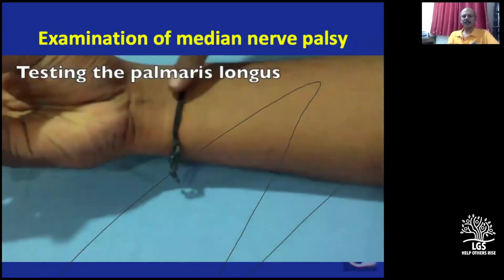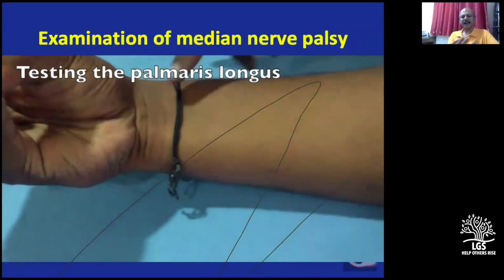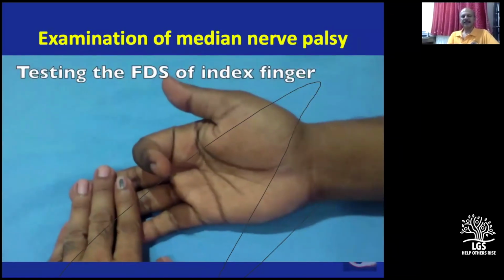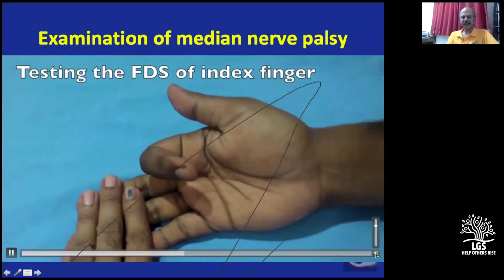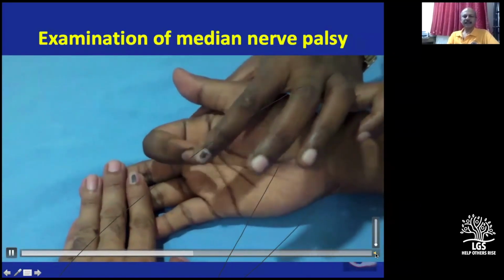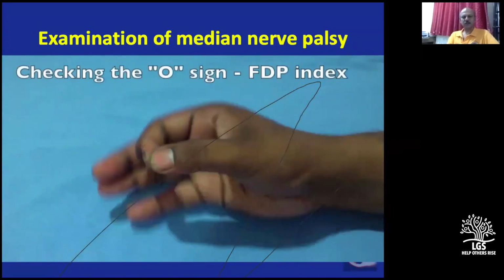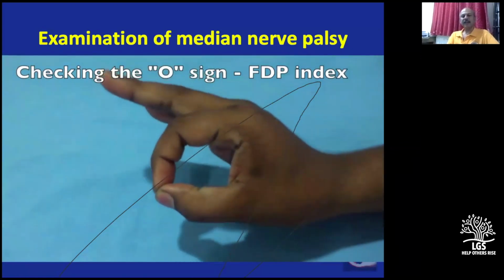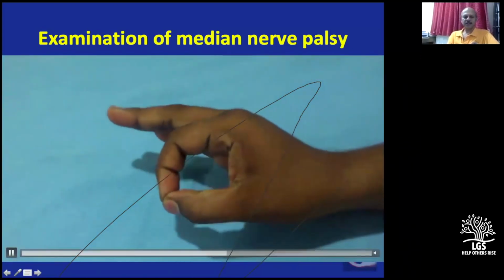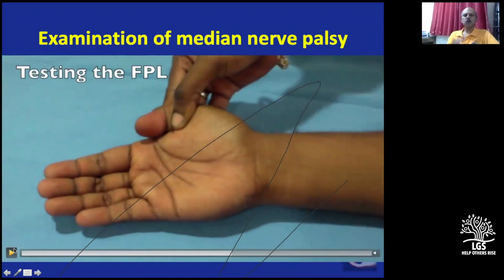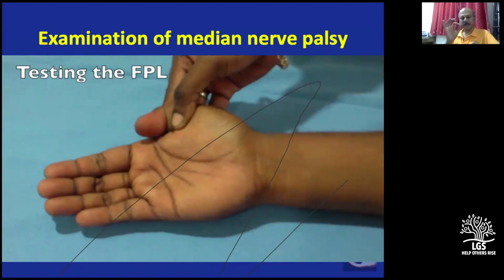Yes. You oppose the thumb and the little finger and flex the wrist against resistance. Then test the FDS, feel the tension of the index. Now we test the index finger FDS. Whenever we check the flexor digitorum superficialis, now the O sign for the FDP of the index. A patient with the intact median nerve should be able to make the O sign like this. Sometimes if the median nerve is involved, it will collapse like this. He will not be able to make a perfect O. Now we have to check the FPL.